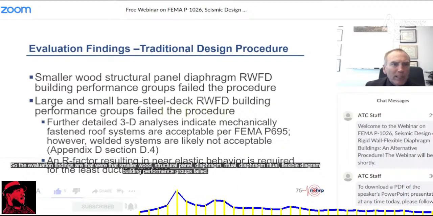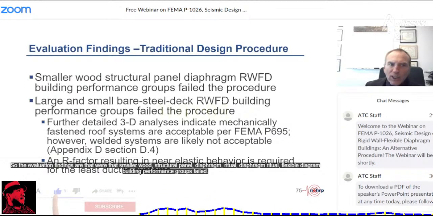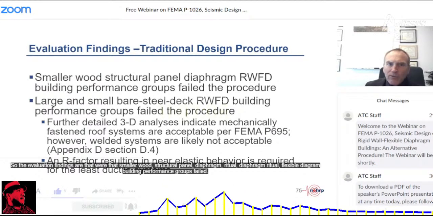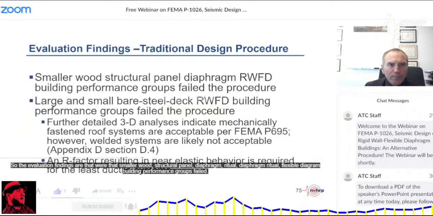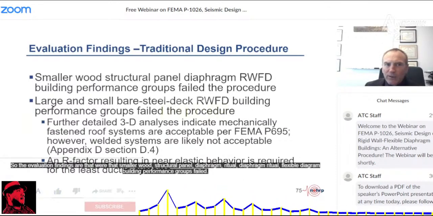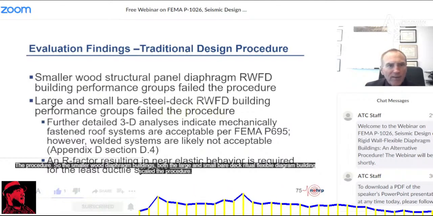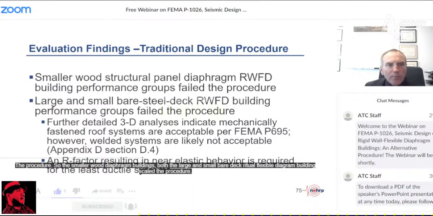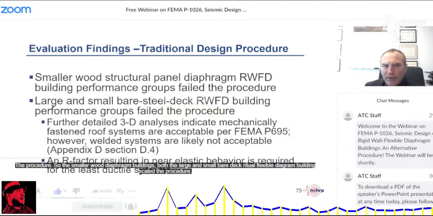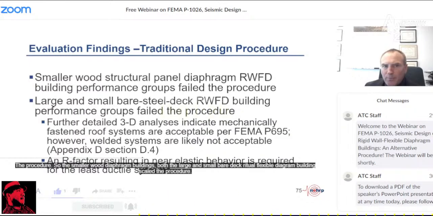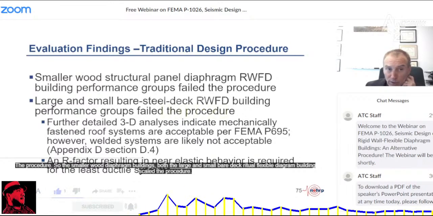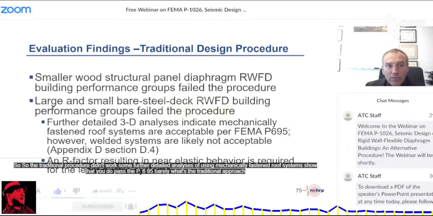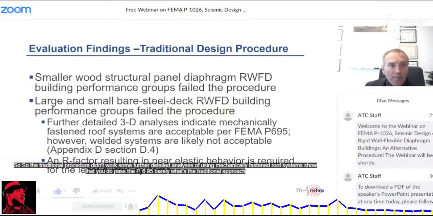So the evaluation findings were that the smaller wood structural panel diaphragm, rigid wall, flexible diaphragm building performance groups failed the procedure. The smaller wood diaphragm buildings, both the large and small bare deck rigid wall, flexible diaphragm buildings, failed the procedure. So the traditional procedure didn't work.